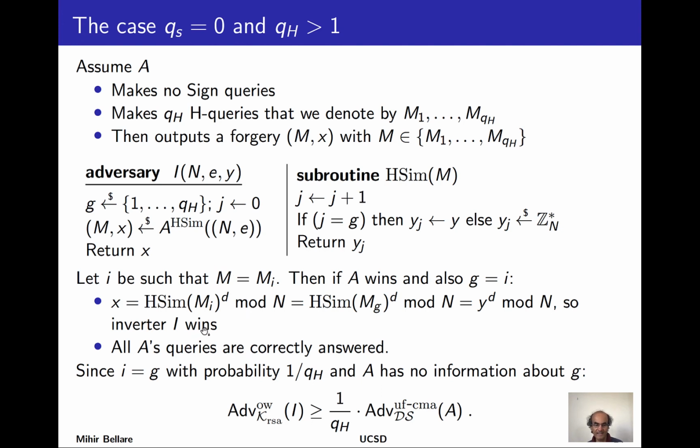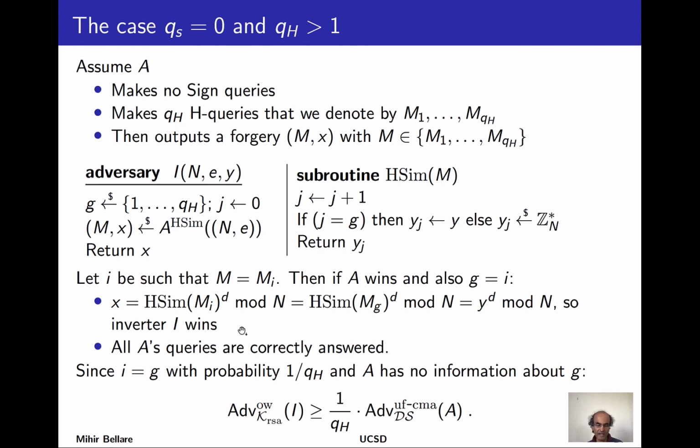Well, in that case, we see that since X, by the correctness of the forgery, is the hash of Mi to the D, and since I equals G, that will also be the hash of Mg to the D. And since that value was replied to by Y, we get Y to the D. And so the inverter indeed wins.